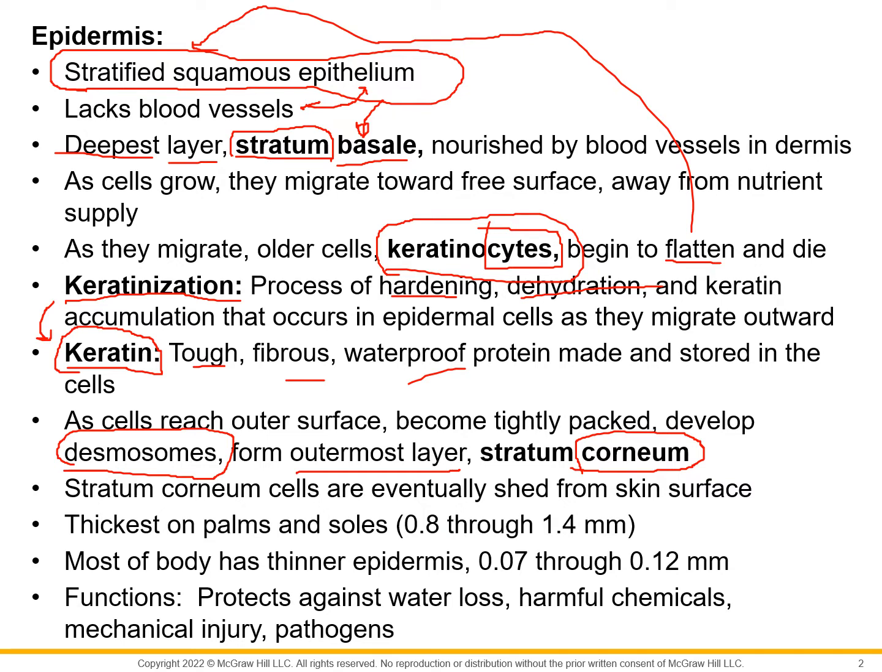Now, we are going to have two areas of special skin called thick skin, and it is on the palms of my hands and the soles of my feet, and we're going to see that it has a special layer, a stratum that the other areas of the body don't have. And so most of the body is a thinner epidermis because it's going to lack this fifth layer. And so we have thick skin and thin skin. Now, again, the functions of skin is to protect against water loss and harmful chemicals, mechanical energy, and mainly pathogens.